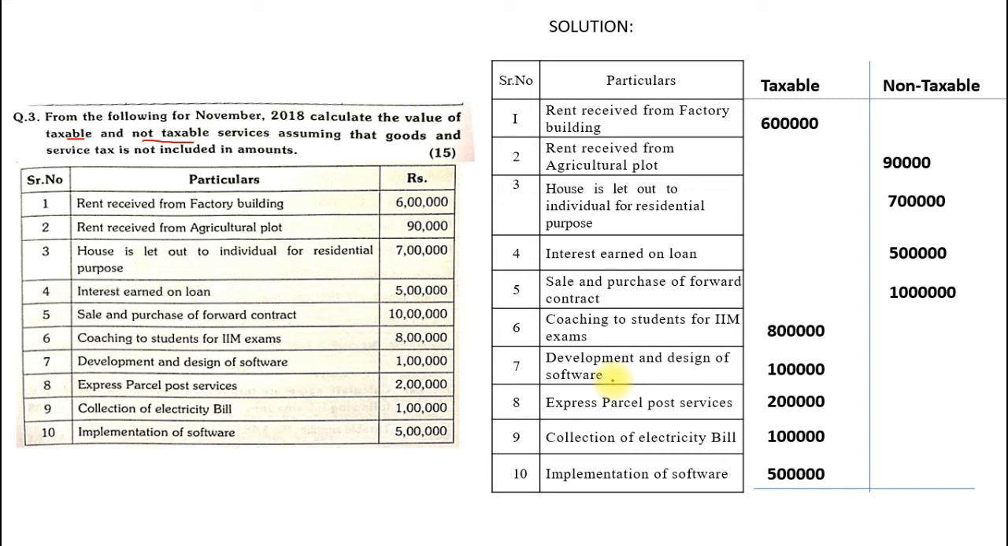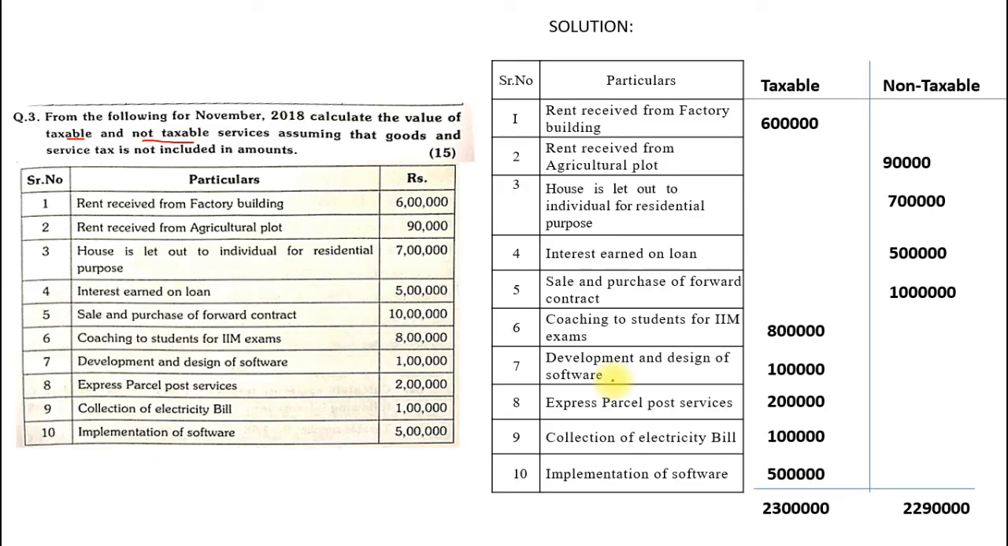That's it. After noting taxable and non-taxable, you just have to work out the totals. So total will be 23 lakhs on the taxable side, 22 lakh 90,000 on the non-taxable side. This is it. This is a 15 mark question. Very simple. You just have to note down those values and get the totals.